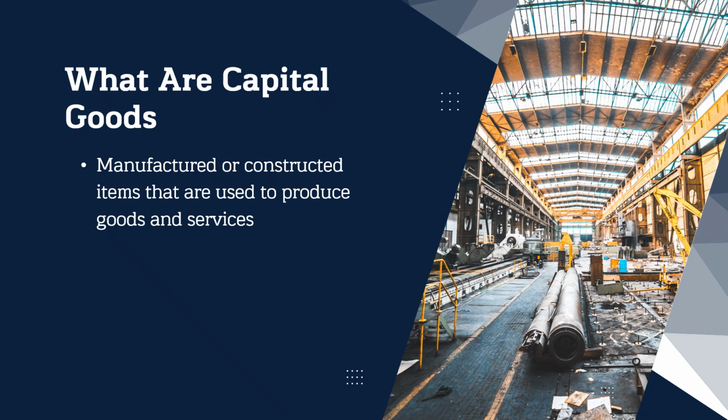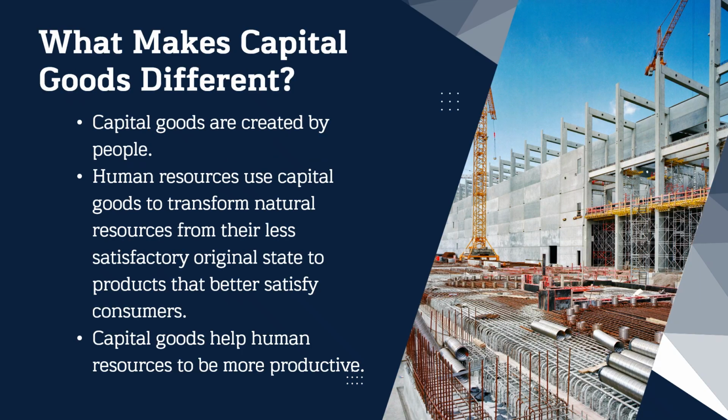And capital goods. These are manufactured or constructed items that are used to produce goods and services. So what makes capital goods different? Capital goods are created by people. Human resources use capital goods to transform items from their natural states, which are less satisfactory to the consumers, into better products that satisfy the needs, desires, and wants of the consumers.